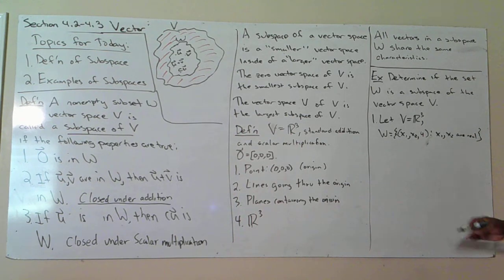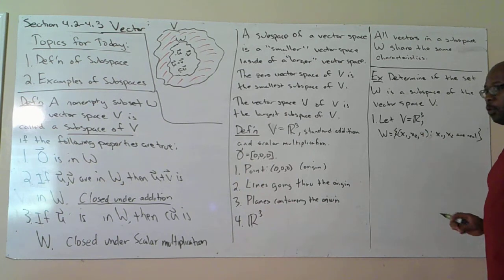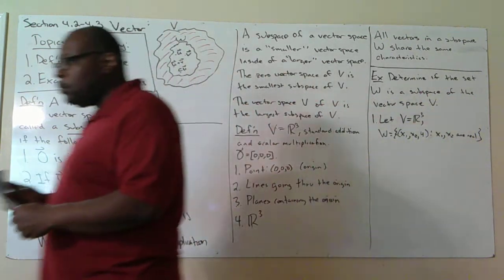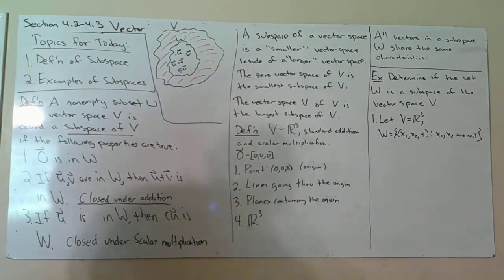Again, I'm assuming standard addition and scalar multiplication. If you look at this, let's go back to our three properties that have to be true. The zero vector is in W. If U and V are in W, then U plus V is in W. Then if U is in W, C times U is in W. Now, is this a subspace? If it's a subspace, then all these properties have to be true.